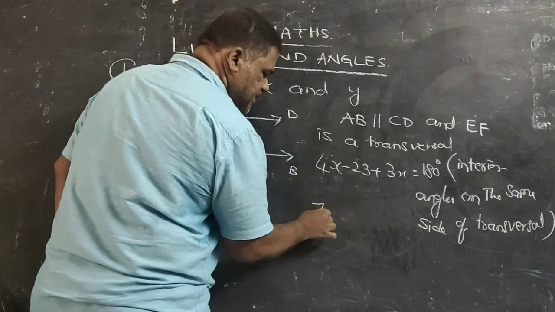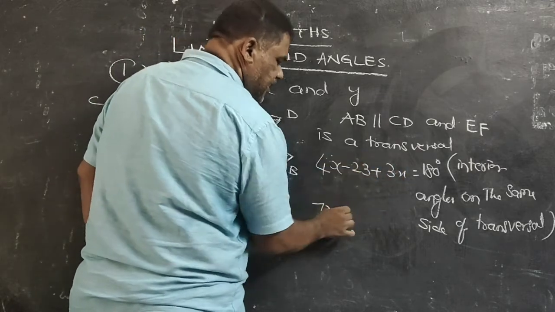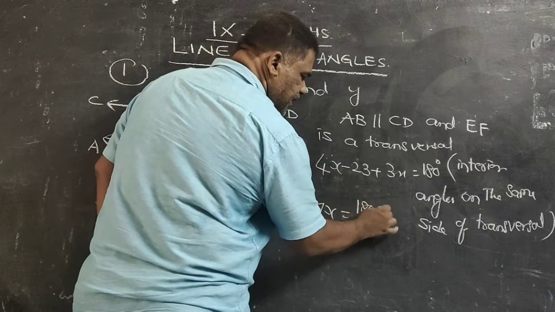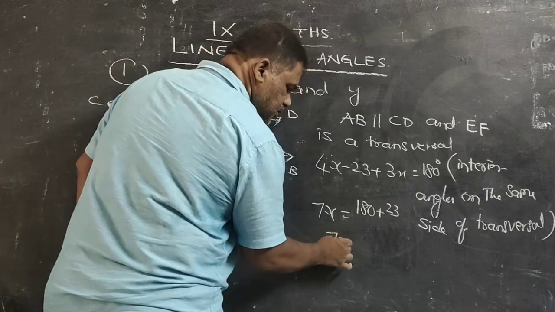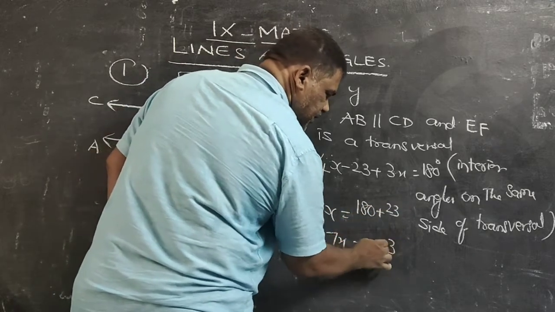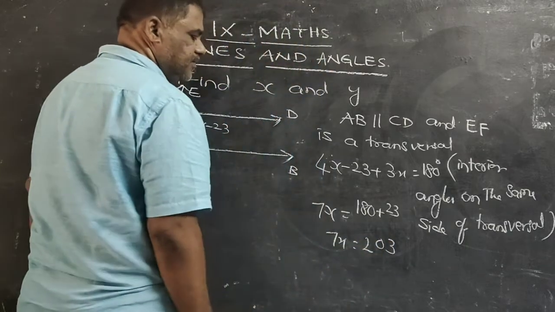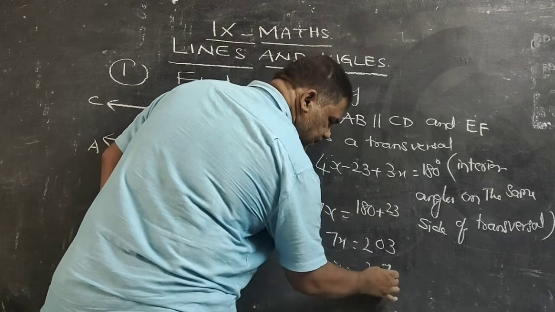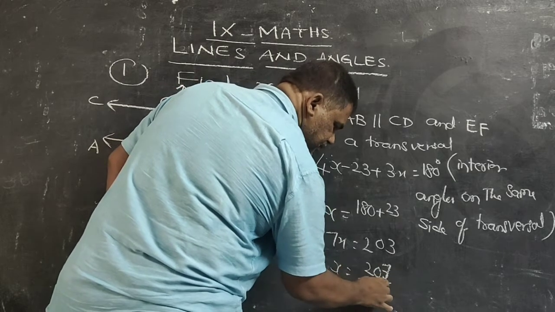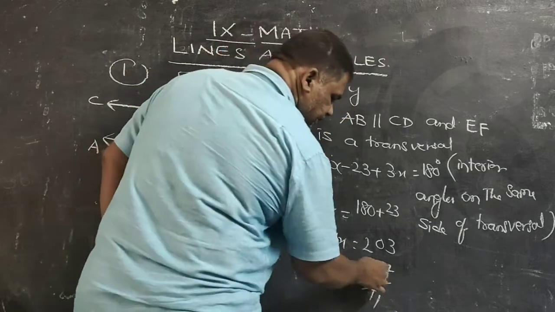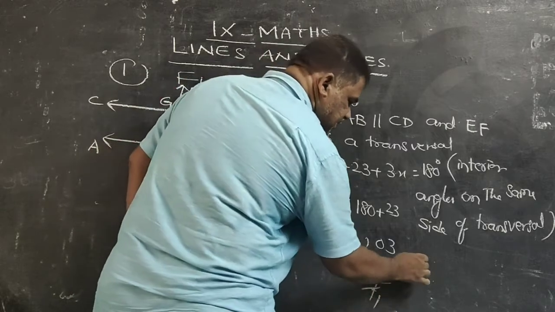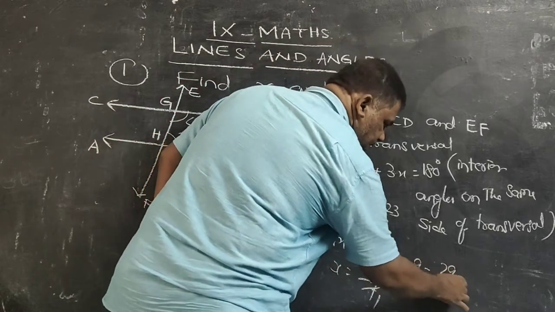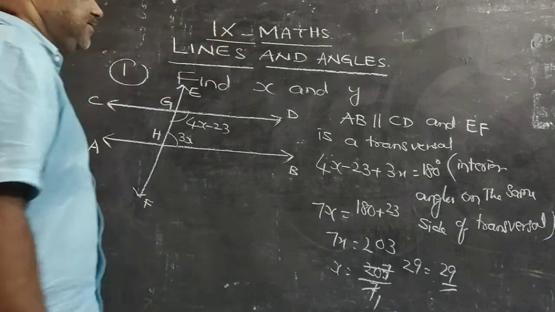4x plus 3x is 7x. Minus 23 you take that side. It is 180 plus 23. So 7x is equal to 203. x is equal to 203 by 7. 7 2s are 14, 63, 7 9s are 63. So x value is 29.